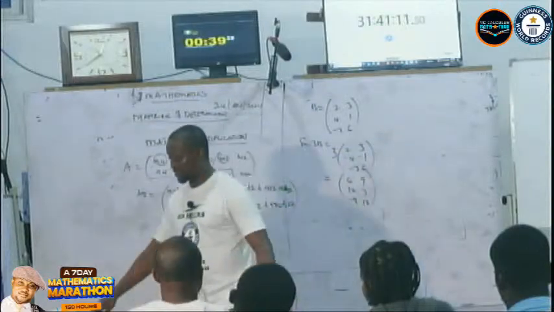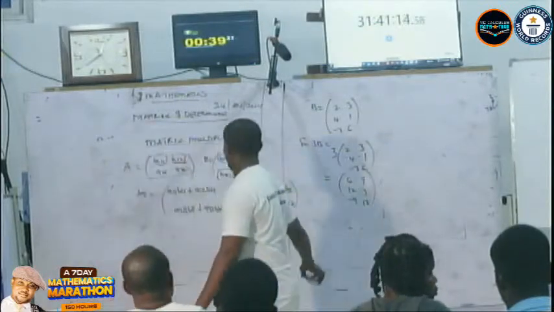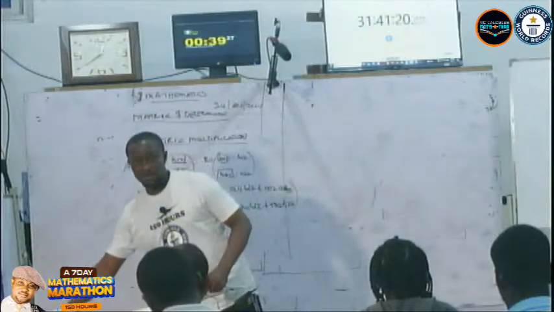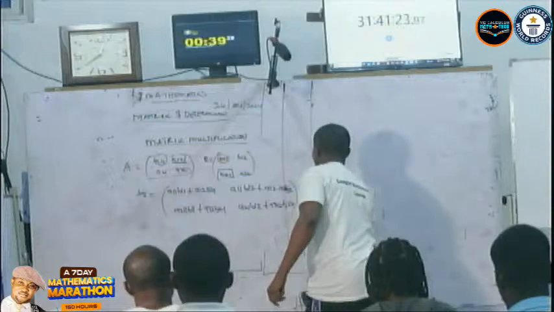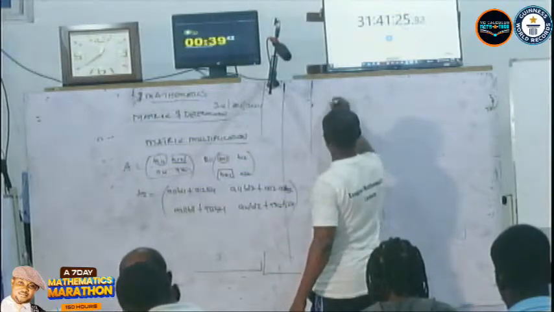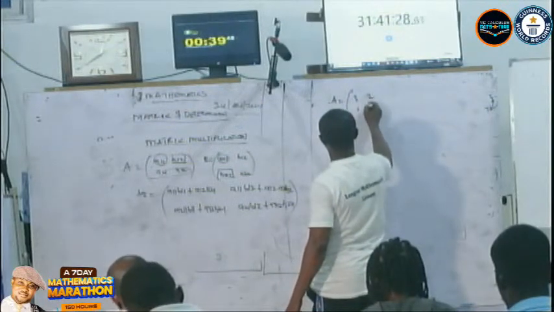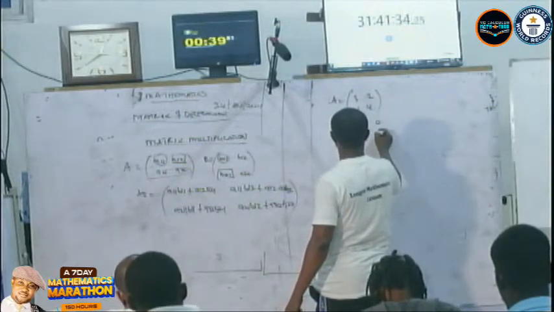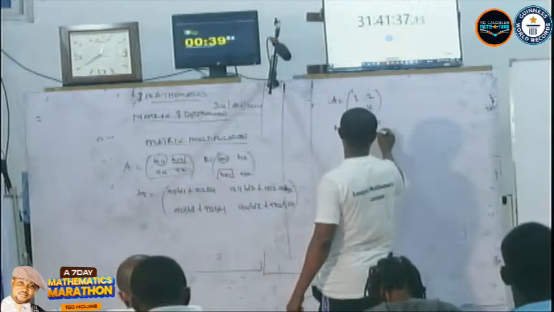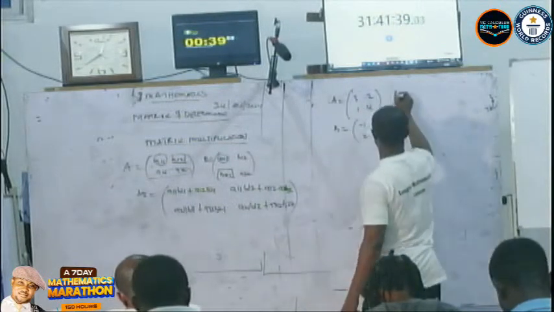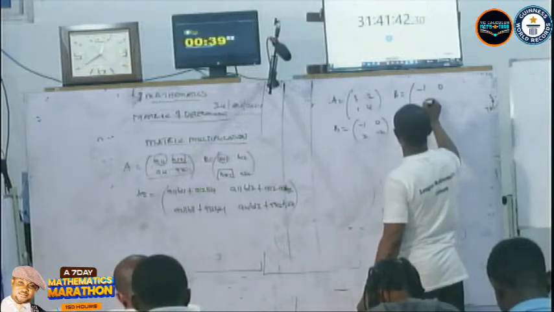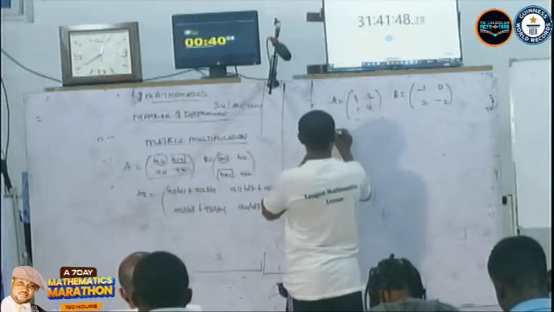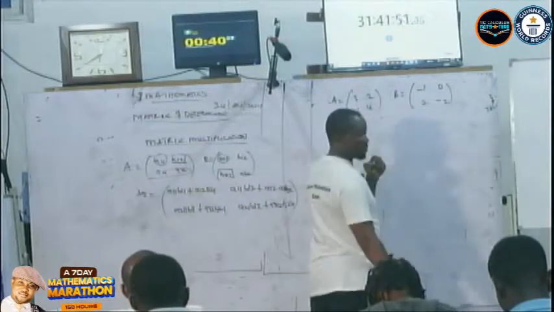If you have matrix A equals 3, 2, 1, 4, and matrix B equals minus 1, 0, 2, minus 2, and the question says find AB. What you do is multiply the row with the column.